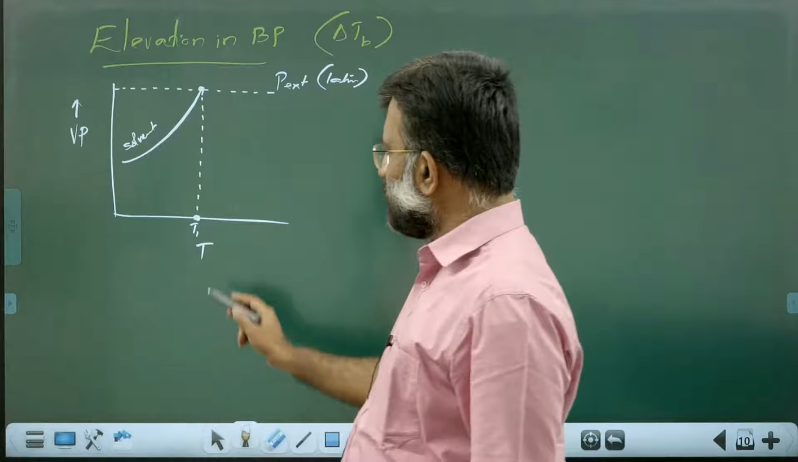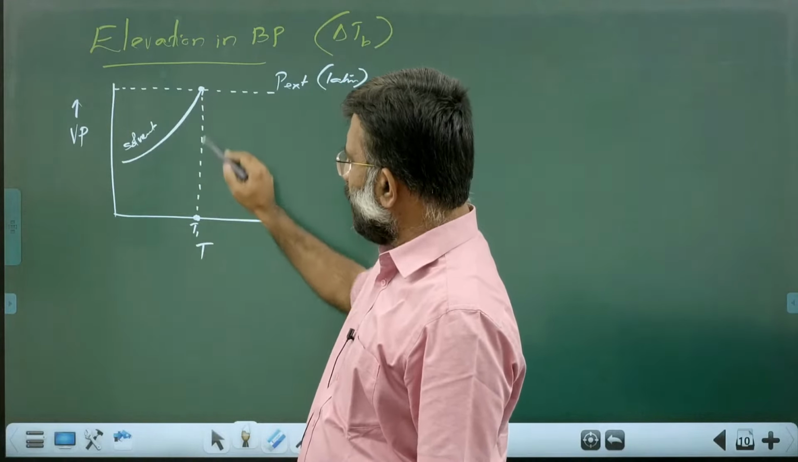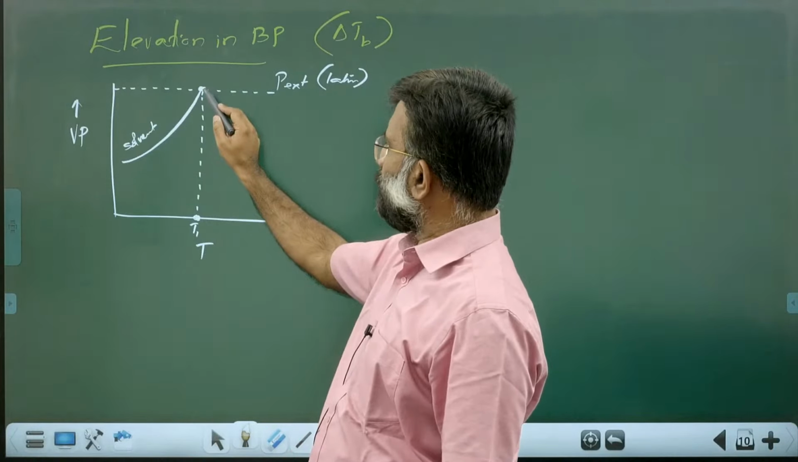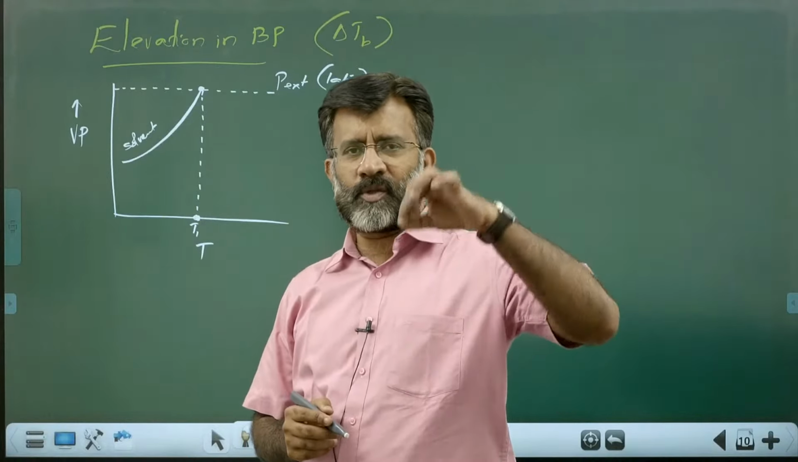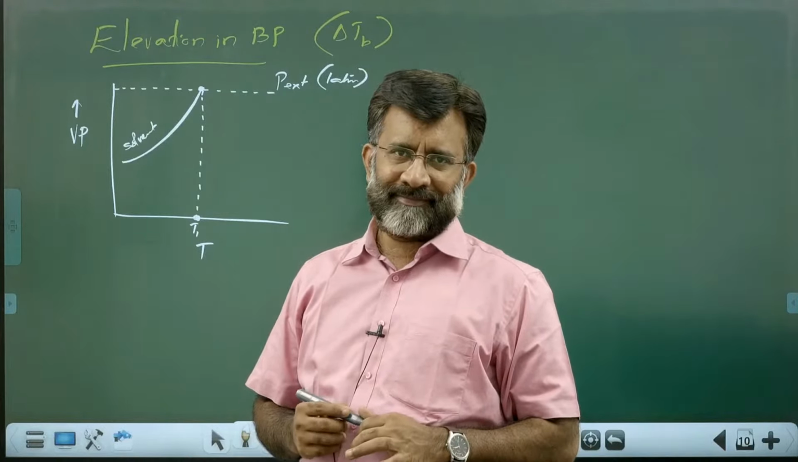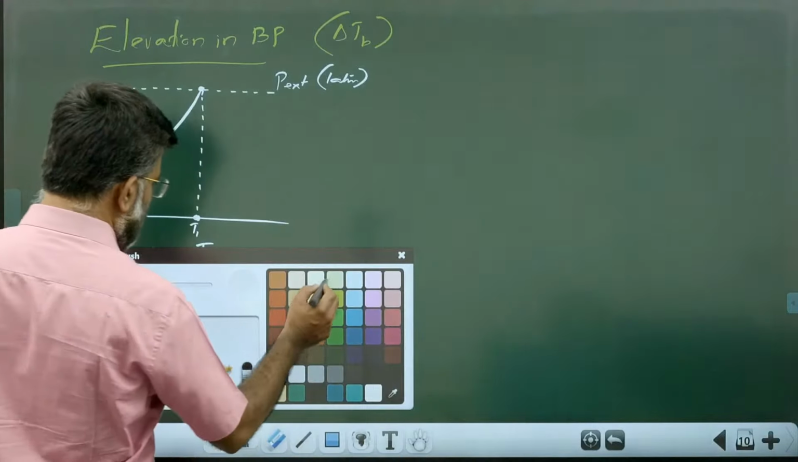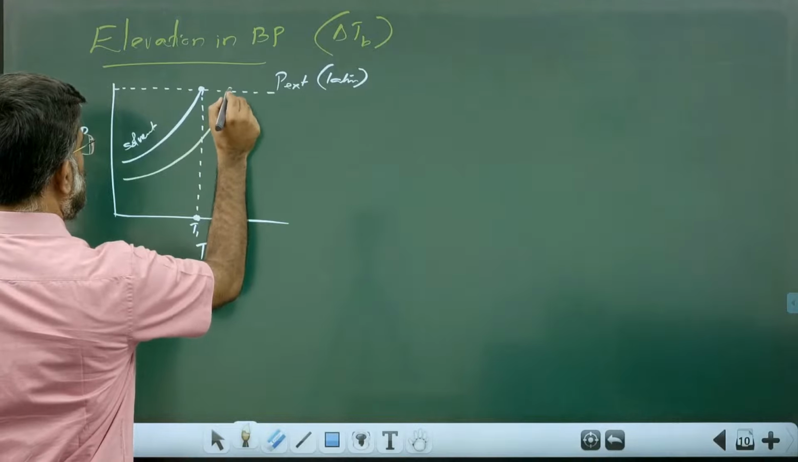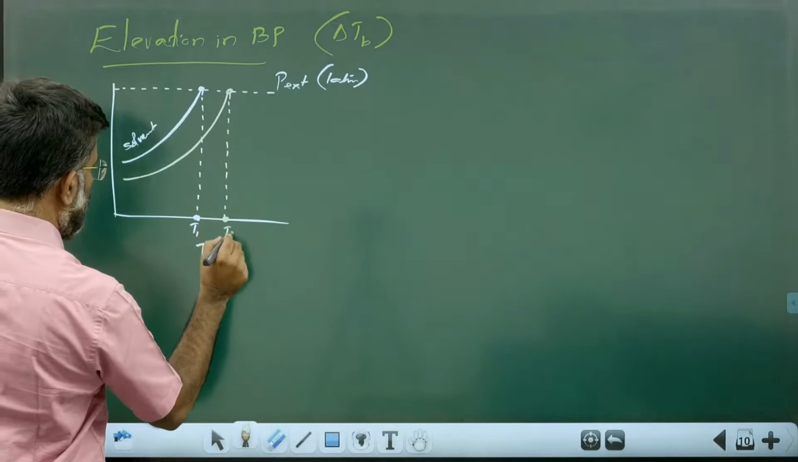As the temperature increases, vapor pressure increases, and at a particular temperature, vapor pressure becomes equal to external pressure, and that is the boiling point. Suppose to this solvent, we are adding a non-volatile solute. What will happen? The new graph could be like this. This could be the new graph, and this could be the new boiling point T2.